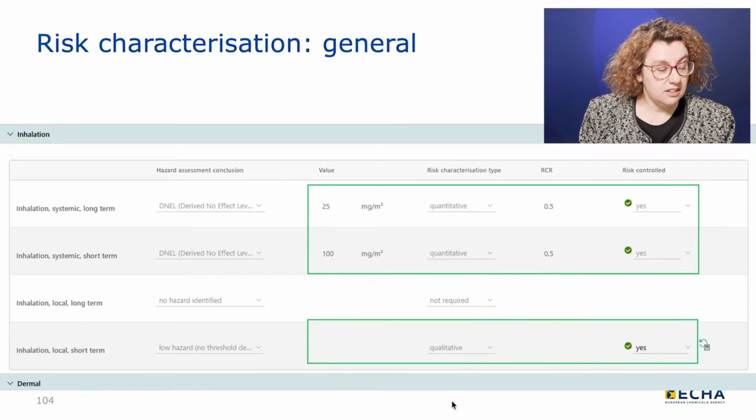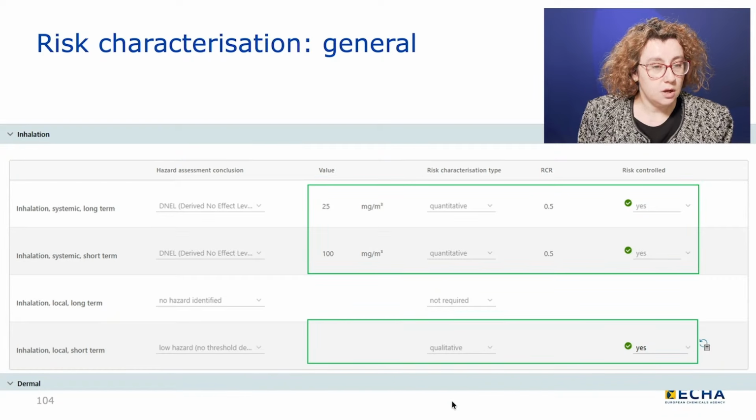Then again, for risk characterization, the tab is mostly the same as you had in Chesar 3. Same way, depending on the risk characterization type, you have quantitative, qualitative hazards or not required. If it's quantitative, you will get an RCR calculated, and based on that, you will have the risk control or not. And for the qualitative, again, same as in Chesar 3, either you have to set it manually upon providing justification, or if it's a hazard where you can have a concentration limit, then it will be based on that.